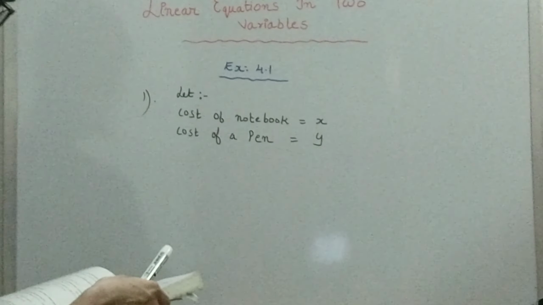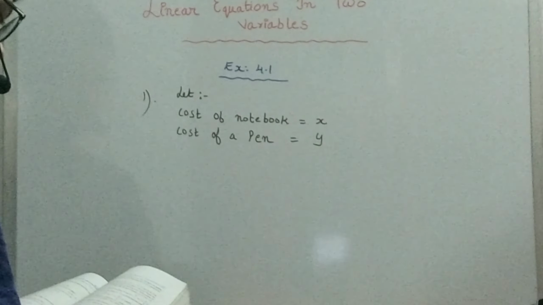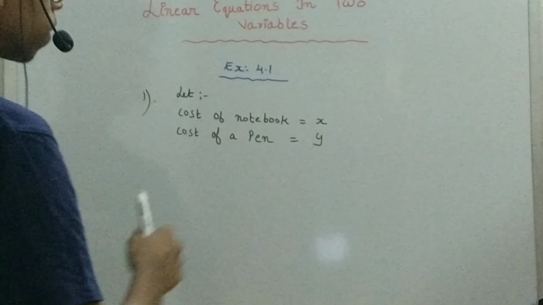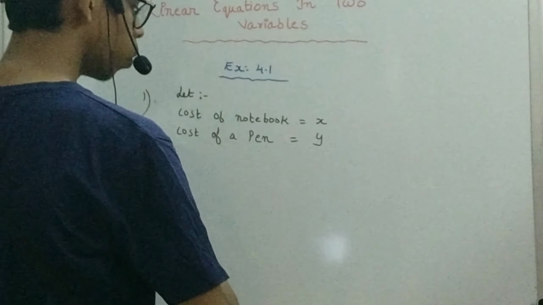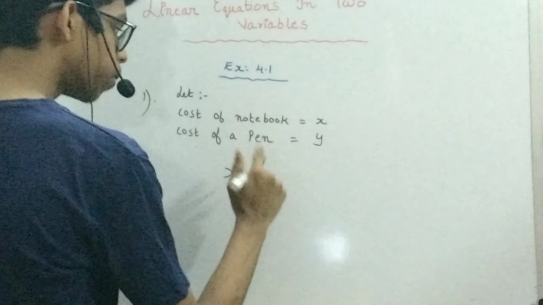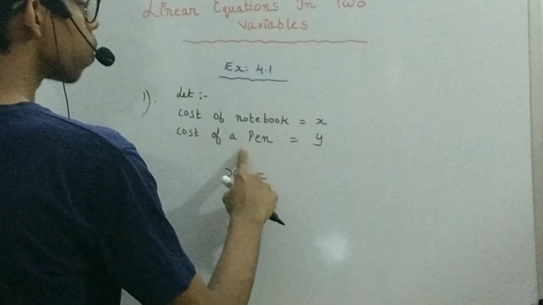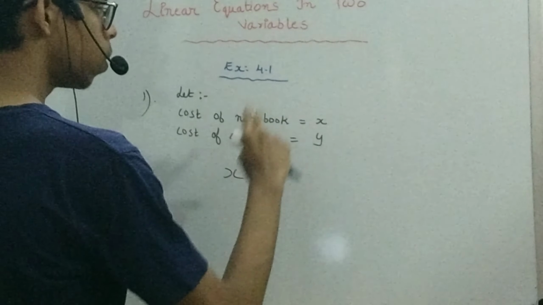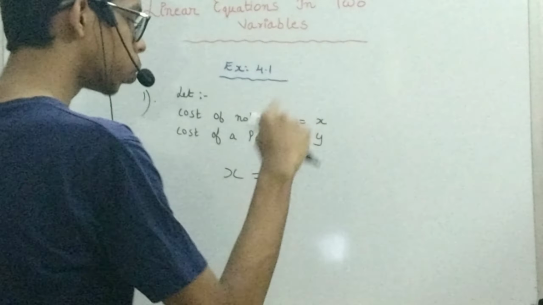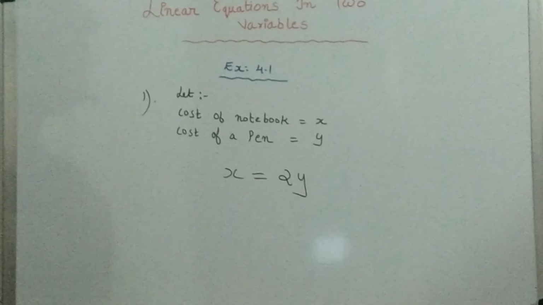So it is said that the cost of the notebook is twice the cost of the pen. So the cost of the notebook, we said it is x. So this cost of the notebook is equal to twice the cost of a pen. So from here, twice means what? Into 2. So from here we can say x is equal to 2y.